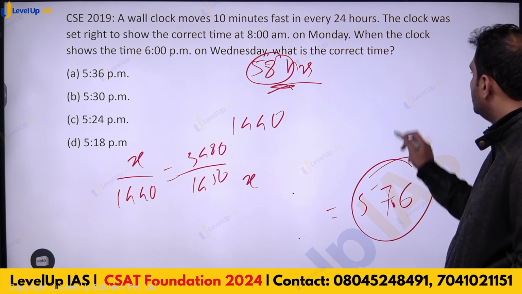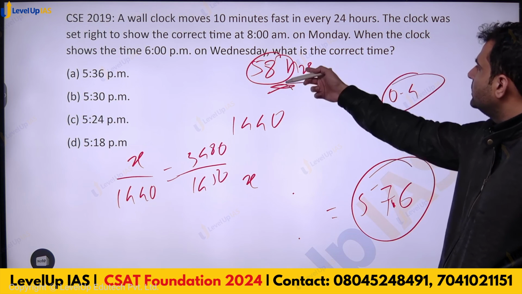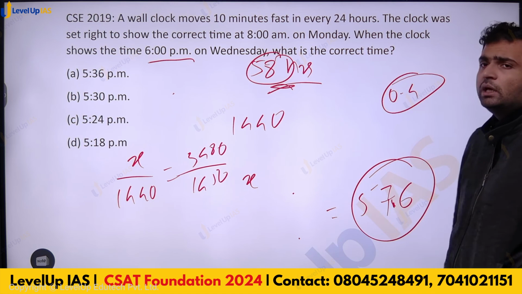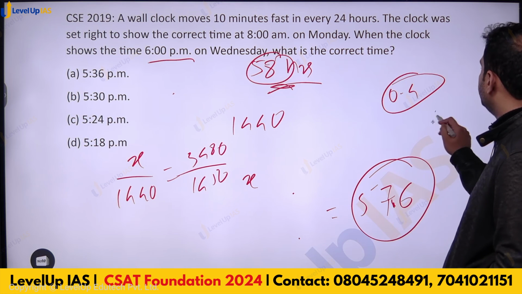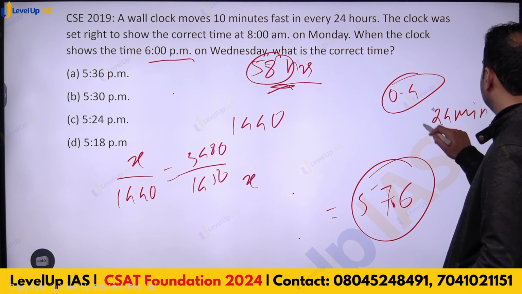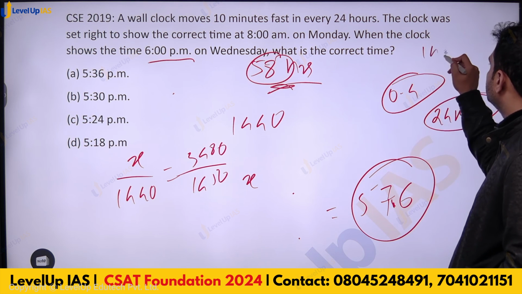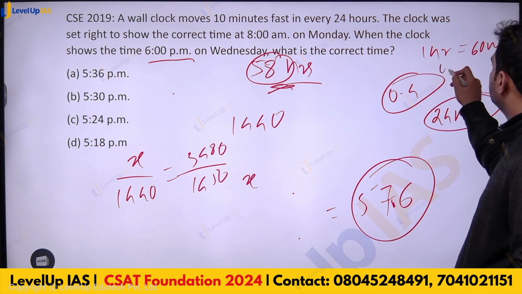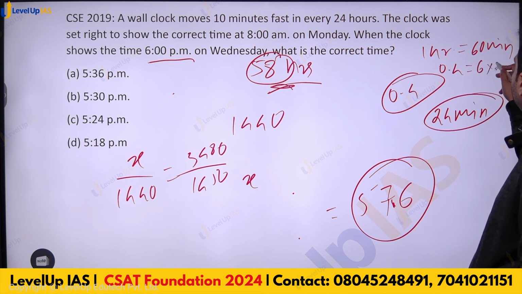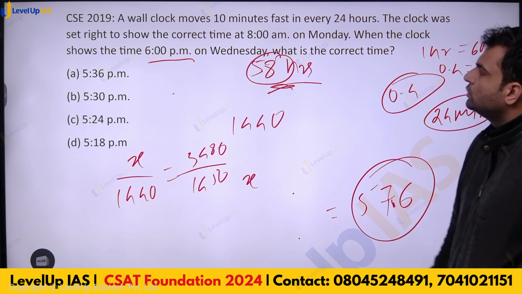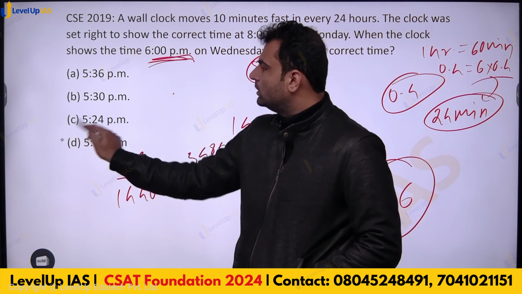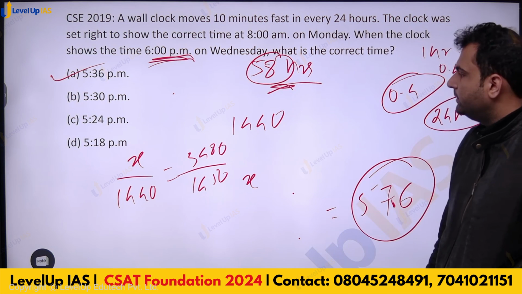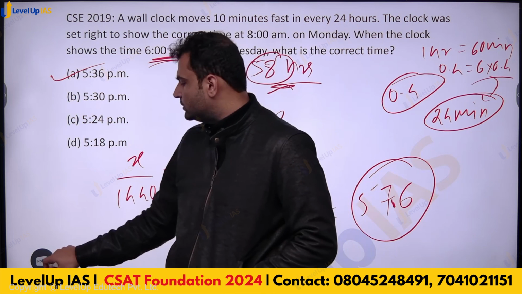So we have to go 0.4 hours back from 6 o'clock, and 0.4 hours is nothing but 24 minutes, because 1 hour is 60 minutes. No? So 0.4 is equal to 60 into 0.4, so 24 minutes. So you go 24 minutes back from 6 o'clock. The answer here is, sorry, 5:36 would be the answer. Right? 24 minutes back from 6 o'clock.